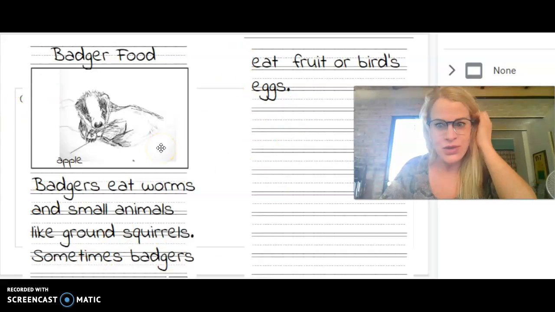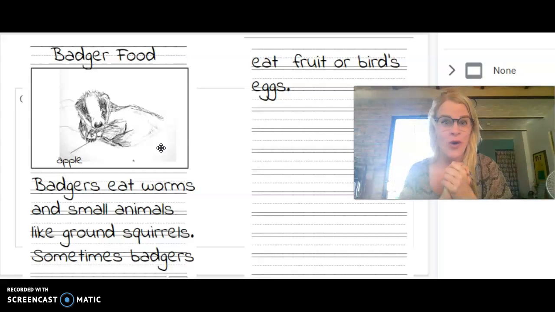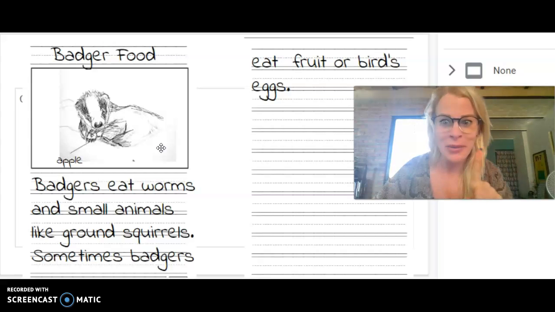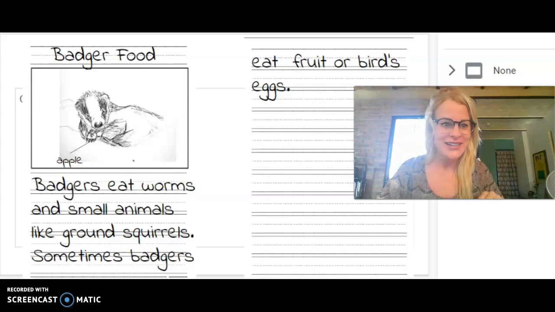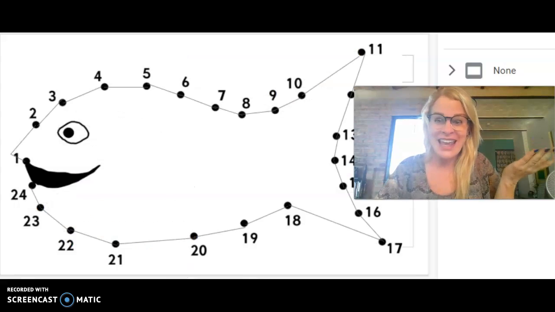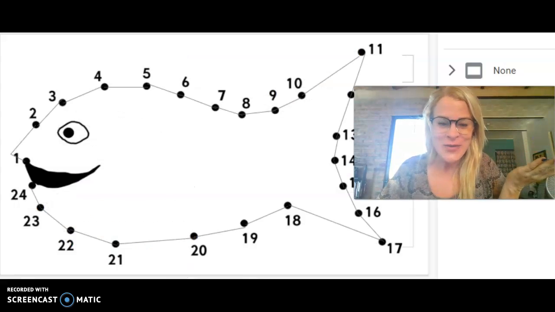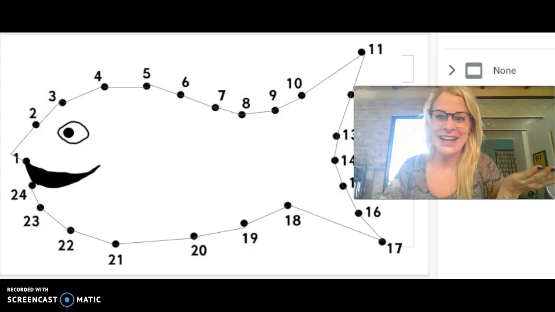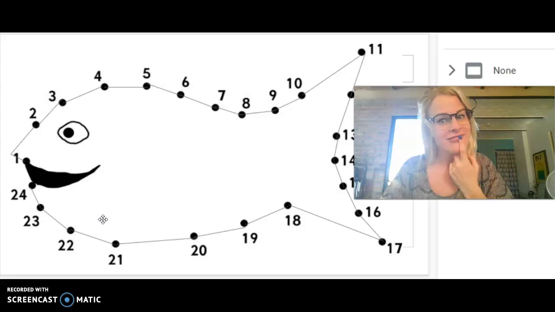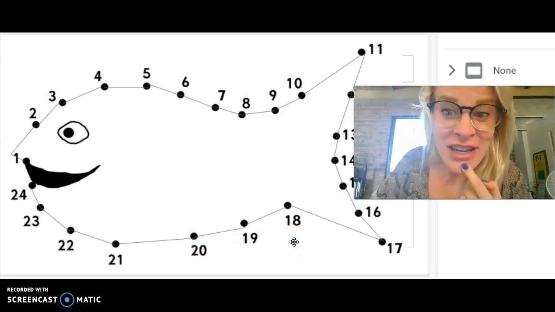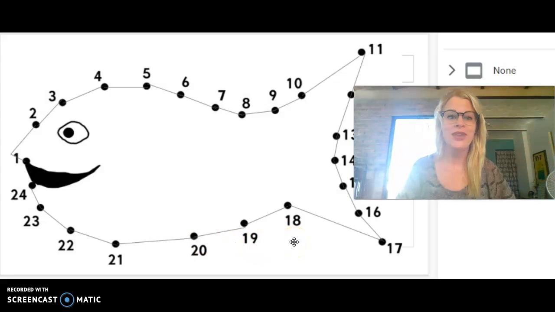I want you guys to do the same. I can't wait to see your All About books. Oh, but before you go, check it out. When we connect the dots, we get a more clear idea of what we're trying to say. What is this animal? Did you guess a fish? Happy writing.